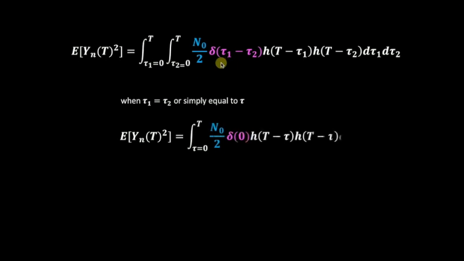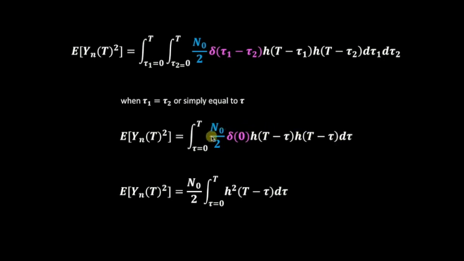So we can rewrite this given term as N naught over 2, delta of 0, h of t minus tau, h of t minus tau. So take note, we're going to just represent tau 1 and tau 2 as just tau. Then d tau. Then we can rewrite, since N naught over 2, we are actually evaluating in terms of tau, therefore we can factor out, or remove from inside the integral, N naught over 2, and then we all know that the integral of a delta is simply equivalent to 1.